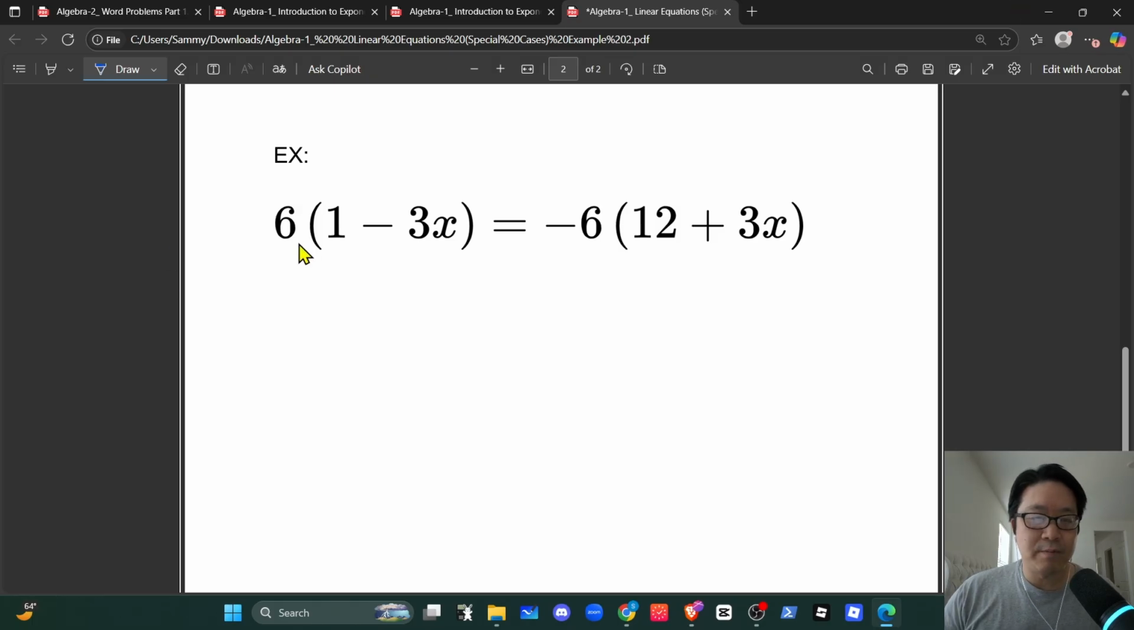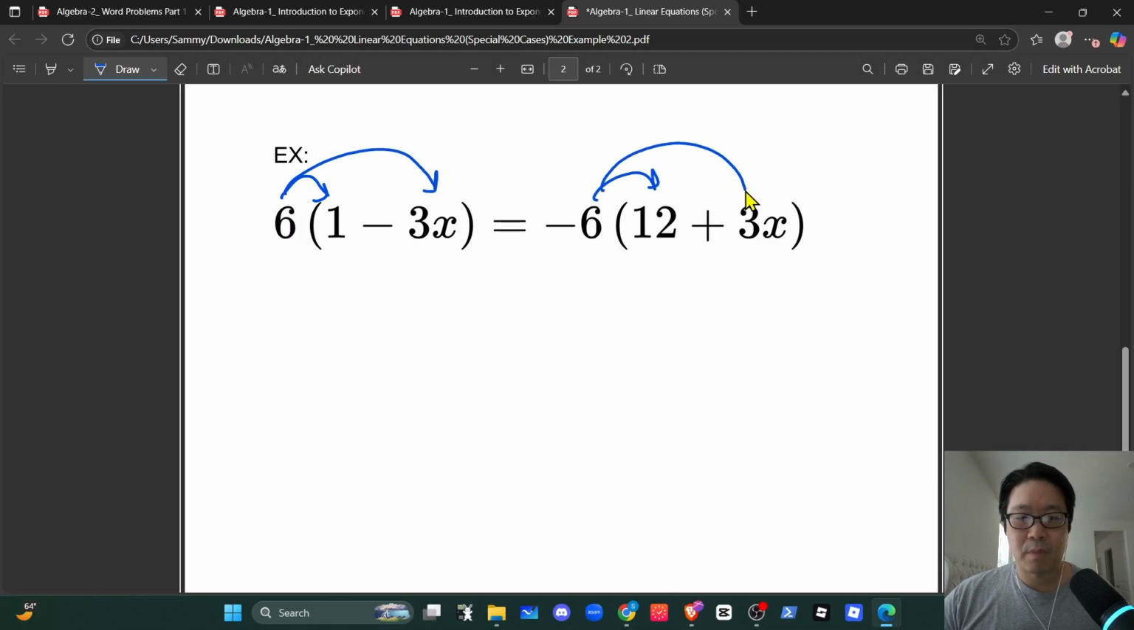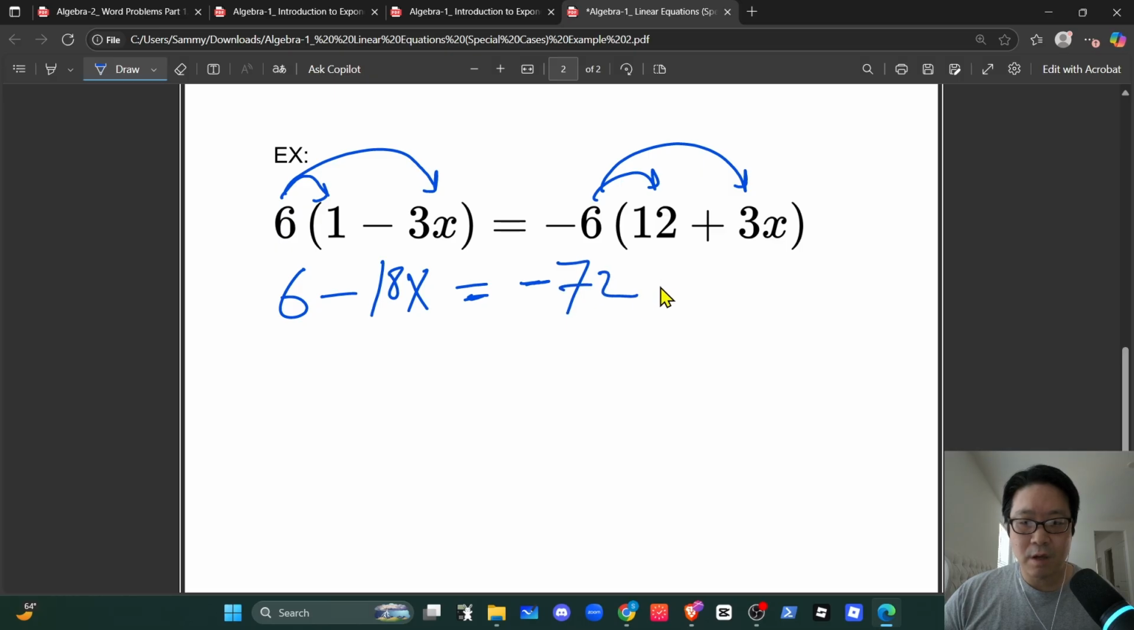Here we have 6 times the quantity of 1 minus 3x equals negative 6 times the quantity of 12 plus 3x. Let's go ahead and start to solve it by distributing the 6 and the negative 6. And when we do that, we get 6 minus 18x on the left side. On the right side, we get negative 6 times 12, negative 72. Negative 6 times 3x is going to be negative 18x. And if we try to isolate x, you'll see what happens.